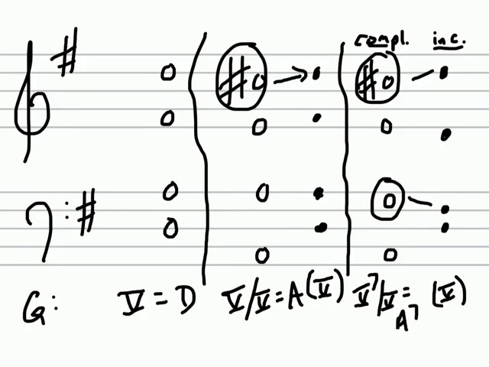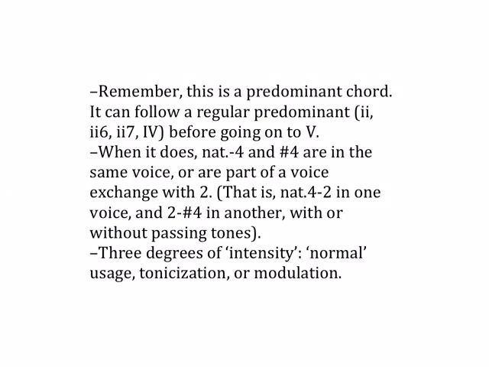So it works just like the dominant sevenths that we've seen before. The difference is that here it's in reference to D as opposed to our regular dominant seventh in reference to G. Remember, this is a predominant chord. It can follow a regular predominant, which we've learned as either a 2 or a 2/6 or a 2/7 or a 4 chord, before going on to 5.